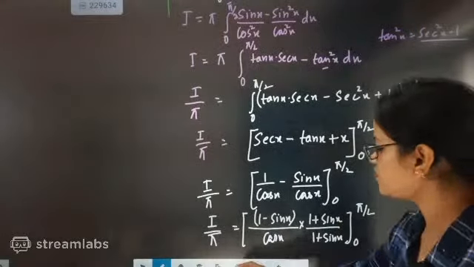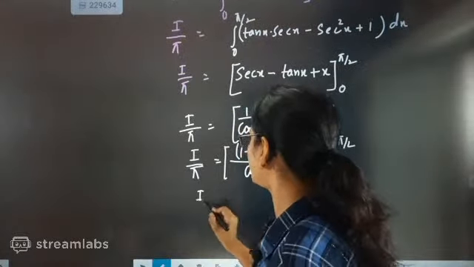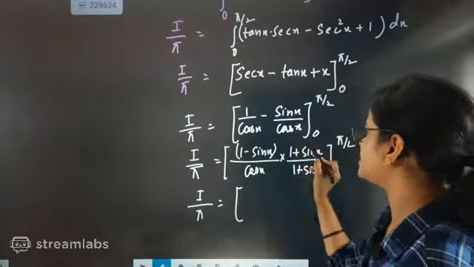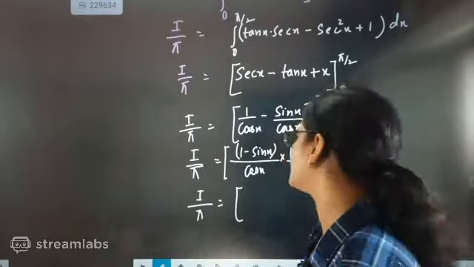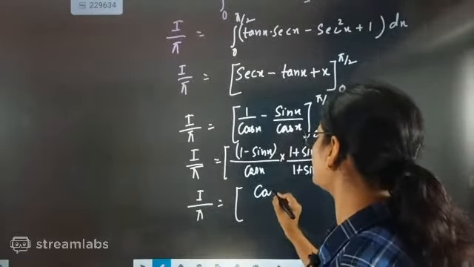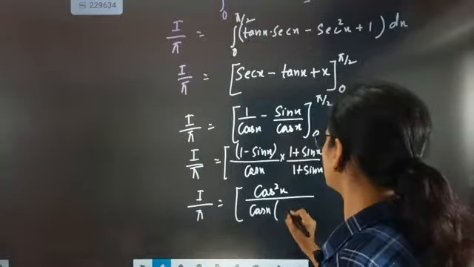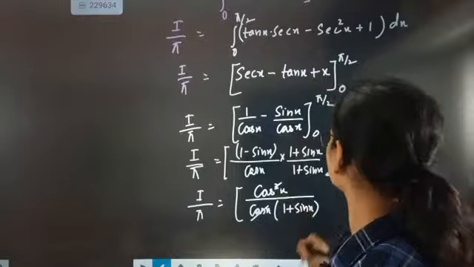Okay, so now that we are out of that big problem of infinity, we are going to do one thing. I by pi will be there. This section is going to be 1 minus sin x, and 1 minus 1 plus sin x will become sin square x, 1 minus sin square x, and 1 minus sin square x will become cos square x by cos x into 1 plus sin x. So now this and this will go.